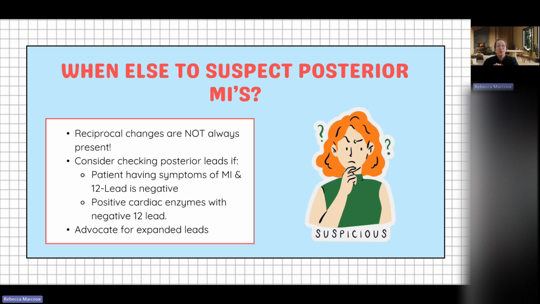If your patient is having symptoms of an MI and the 12 lead is negative, never a bad idea to do posterior leads. If you have positive cardiac enzymes and a negative 12 lead, never a bad idea to do posterior leads. And sometimes it's up to us to advocate for expanded leads. Particularly in women, the literature does show that women's chest pain is more often written off as anxiety than in men, for example. So if we have suspicions that something is going on, please advocate for expanded leads.